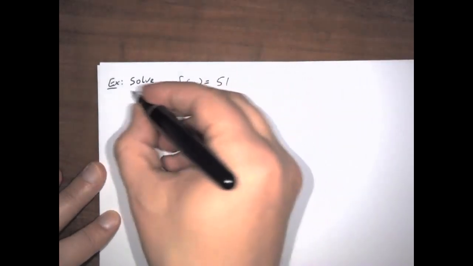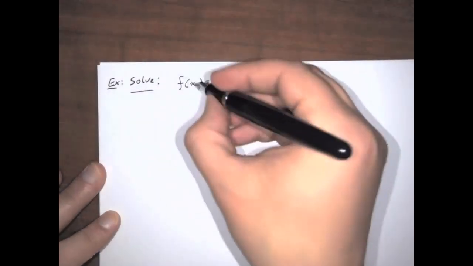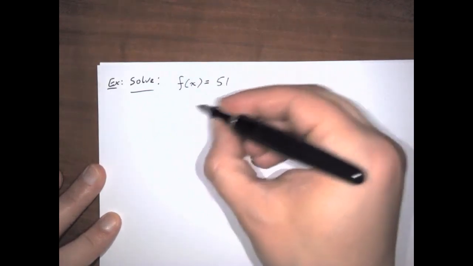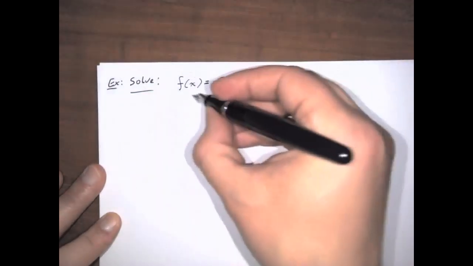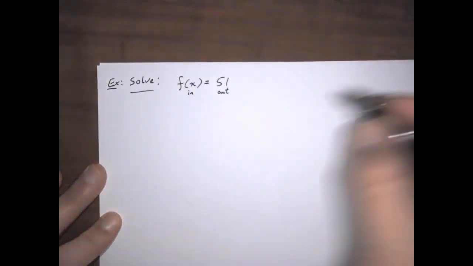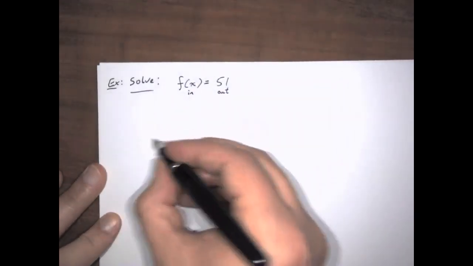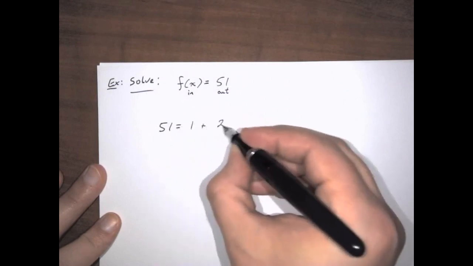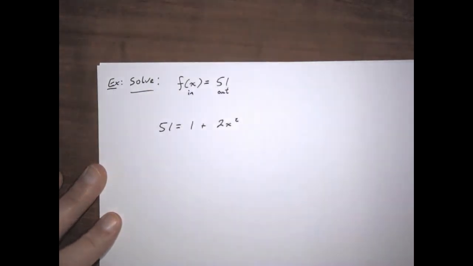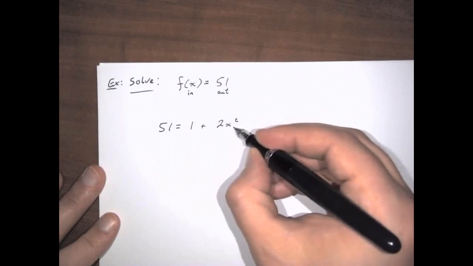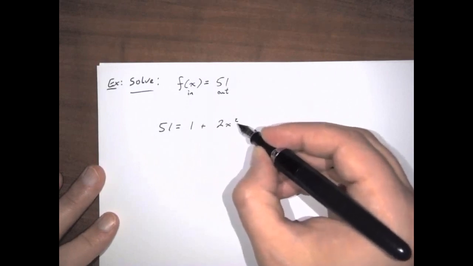So what does this mean? Well, instead of what we had before, where we were given an input and plugging it in, what we are now given is an unknown input and 51 for the output. So what this means is that 51 is equal to 1 plus 2x squared. And to solve something like this, what we're going to have to do is we're going to have to peel away layer after layer around the x in order to get at what is inside.